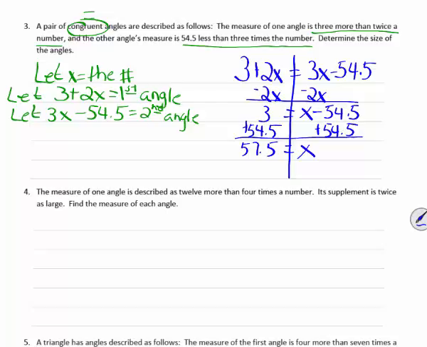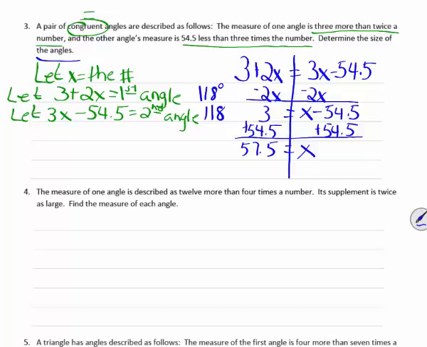If you put the 1x, then you would want to show you're dividing by 1. But I have not answered their question because I want to know the angles. I don't want to just know x. So to get the angles, I have to put x back into those 2 expressions. So the first angle is going to be 3 plus 2 times 57.5, and when I put that in my calculator, I get 118 degrees. And then the other one's going to be 3 times 57.5 minus 54.5, and that one's also going to be 118 degrees. Oh, look at that, that works because they're congruent.